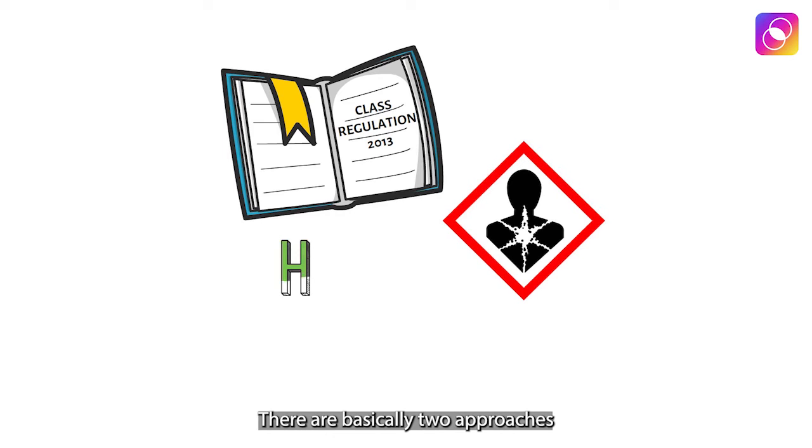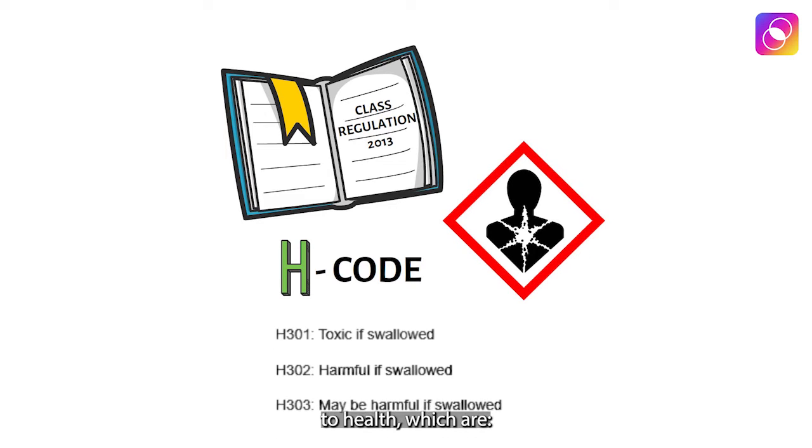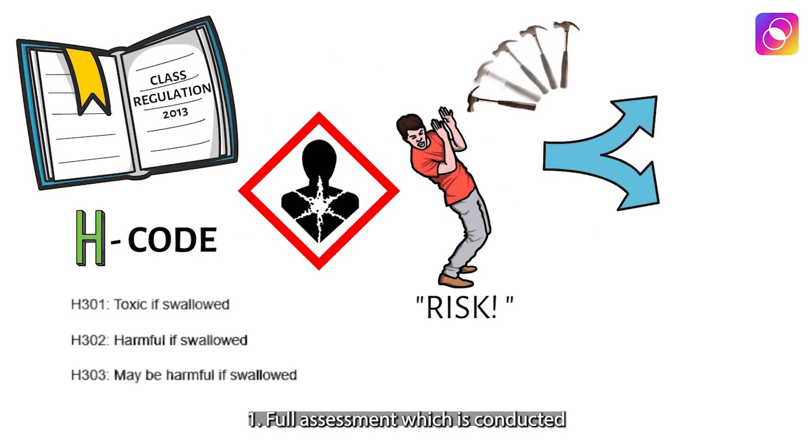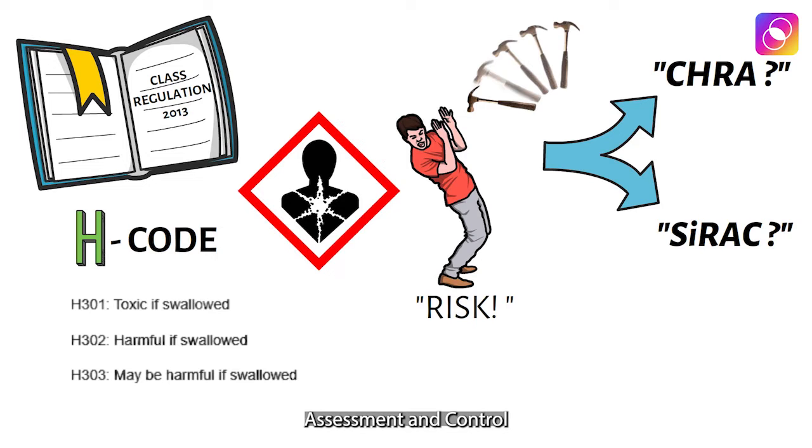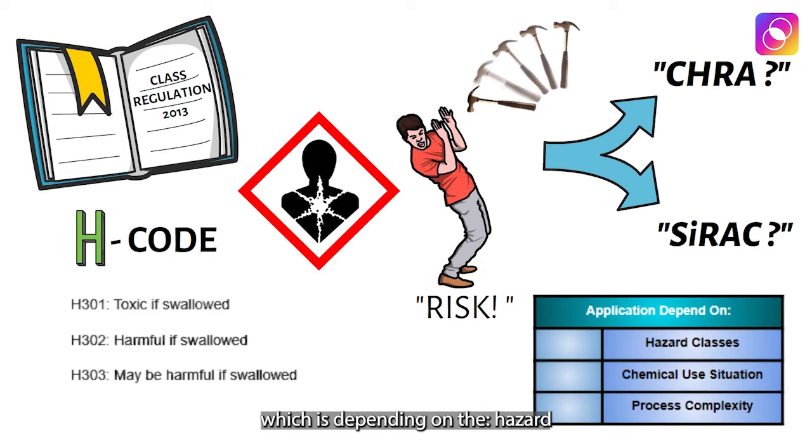There are basically two approaches to conduct an assessment of risk to health, which are: 1. Full assessment, which is conducted using the method of Chemical Health Risk Assessment (CHRA), and 2. Simple assessment, which is conducted using the method of Simple Risk Assessment and Control for Chemicals (SiRAC), the application of which depends on the hazard class of the chemicals, chemical use situation, and the complexity of the work process.